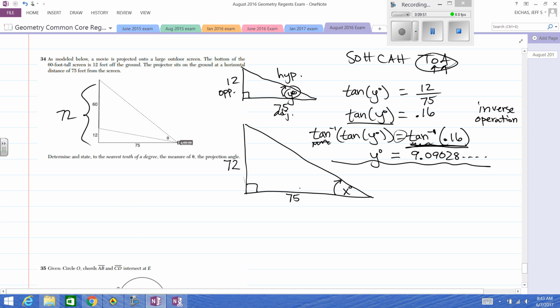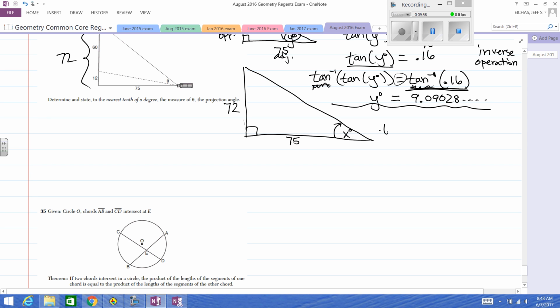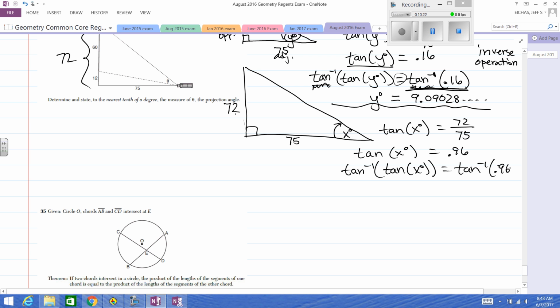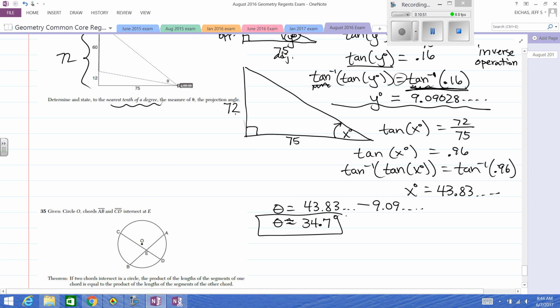Now we're going to do that same process to calculate x. All right? So pretty much the same thing. Tangent of x degrees is 72 over 75. Same thing, opposite over adjacent. 72 divided by 75 is 0.96. Apply the inverse operation to tangent to get rid of tan. All right, same thing to both sides, so it's balanced. And we get x degrees is 43.83 degrees. All right, so now theta is going to be whatever 43.83 minus that 9.09. Now it says nearest tenth of a degree. Okay, so I get the closest is 34.7 degrees. Okay, and that's what we wanted.